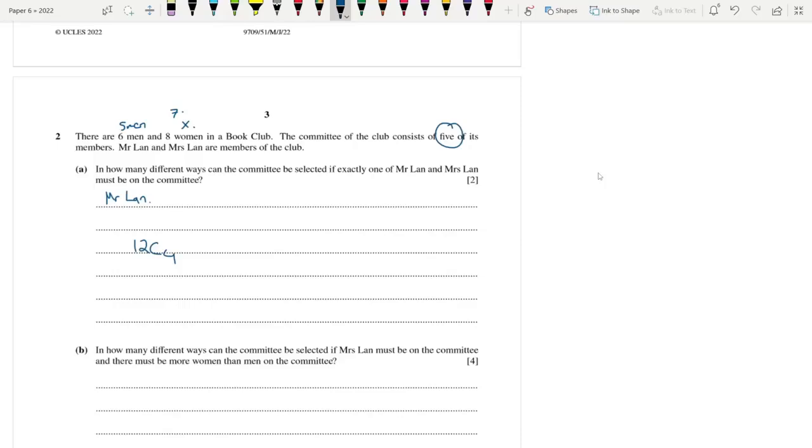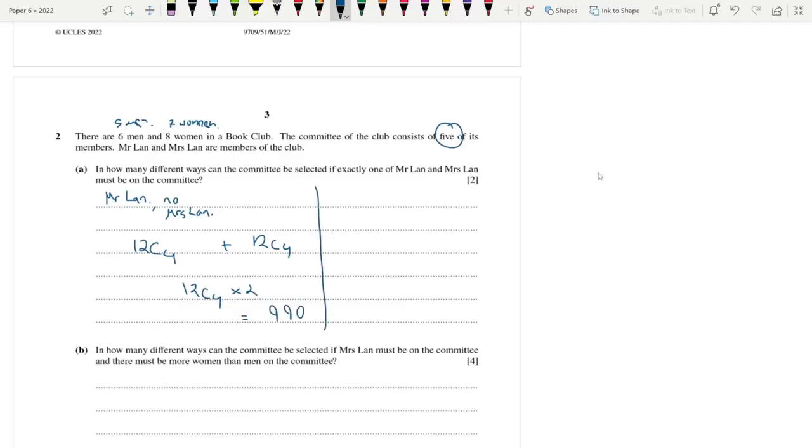This committee has Mr. Lan, but no Mrs. Lan. Okay. The other one is, what if I take Mrs. Lan, right? So I have 7 women from whom I can choose from, and I can't take Mr. Lan, so 1 man needs to be excluded, right? So I have 5 men. So it's going to be 12C4 again. So it's basically 12C4 times 2, which is 990.